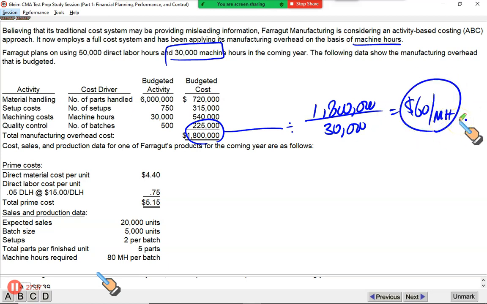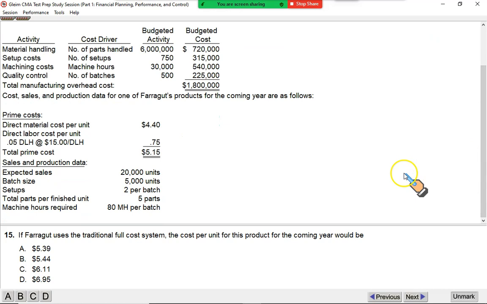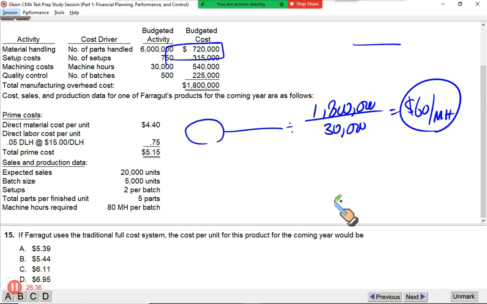Now this rate will be applied on the product. This is called the peanut butter approach. I didn't care for the detailed cost allocation, simply a single rate, and I'm going to apply this on the end product. So the question says, let me drag it down. If Farragut uses the traditional full costing system, the cost per unit for this product for the coming year would be. Now, we know there are three production-related costs: direct material, direct labor, and manufacturing overhead.